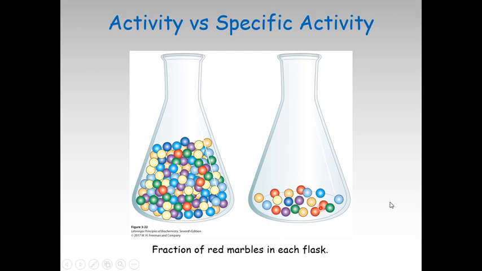The second flask, however, has the highest specific activity because the red marbles represent a higher fraction of the total. This means that of all the proteins in here and here, the fraction of red marbles is higher in this flask. So the specific activity for this flask will be higher. And you can say in terms of protein purity, the red marbles in this flask have higher purity as compared to this one. Right? Now that's the difference between activity and specific activity. So specific activity is a measure of how pure your enzyme is.